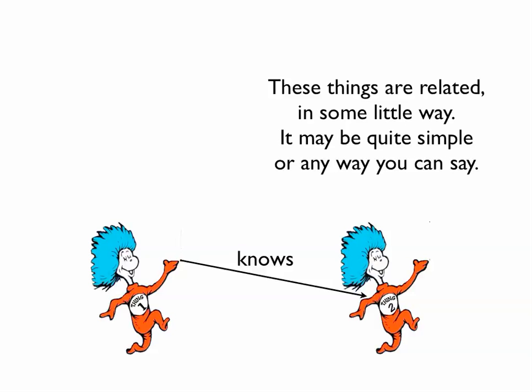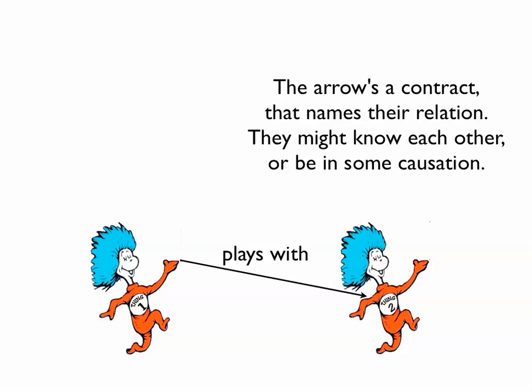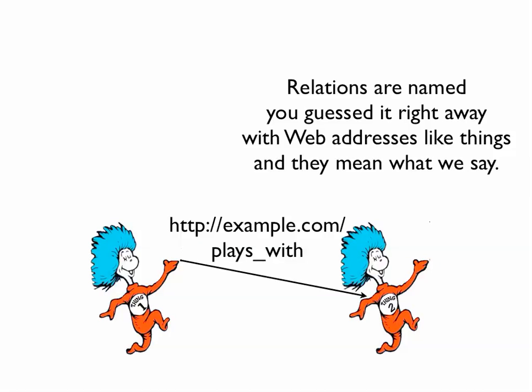These things are related, in some little way. It may be quite simple, or any way you can say. The arrow's a contract that names their relation. They might know each other, or be in some causation. Relations are named, you guessed it right away, with web addresses, like things, and they mean what we say.